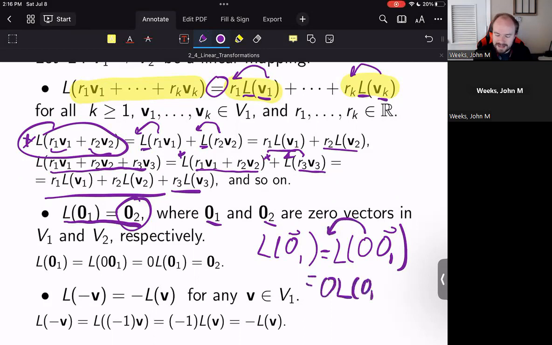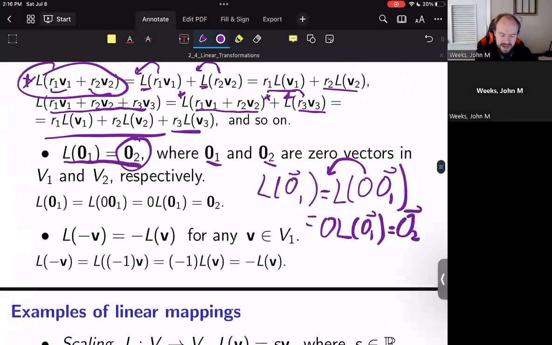So I can write it like this and get that this ends up being the 0 vector, because 0 times anything. Now, in terms of my second vector field, my V2, is going to be equal to the 0 vector in that field. And then now that we have this, we can say that the L of negative V is equal to negative L of V. That is, if I plug in a negative for a vector on the inside, then the result that I get after doing my transformation is getting a negative on the outside of my function here.